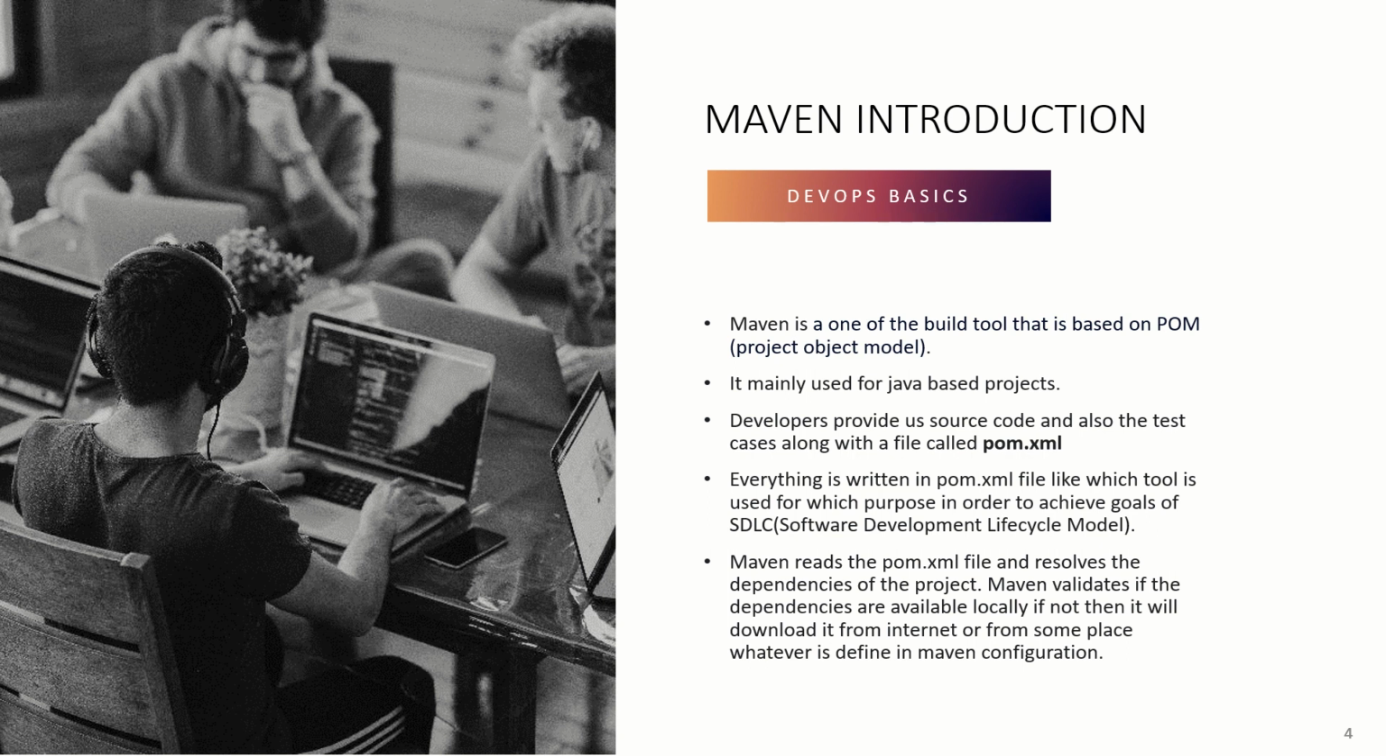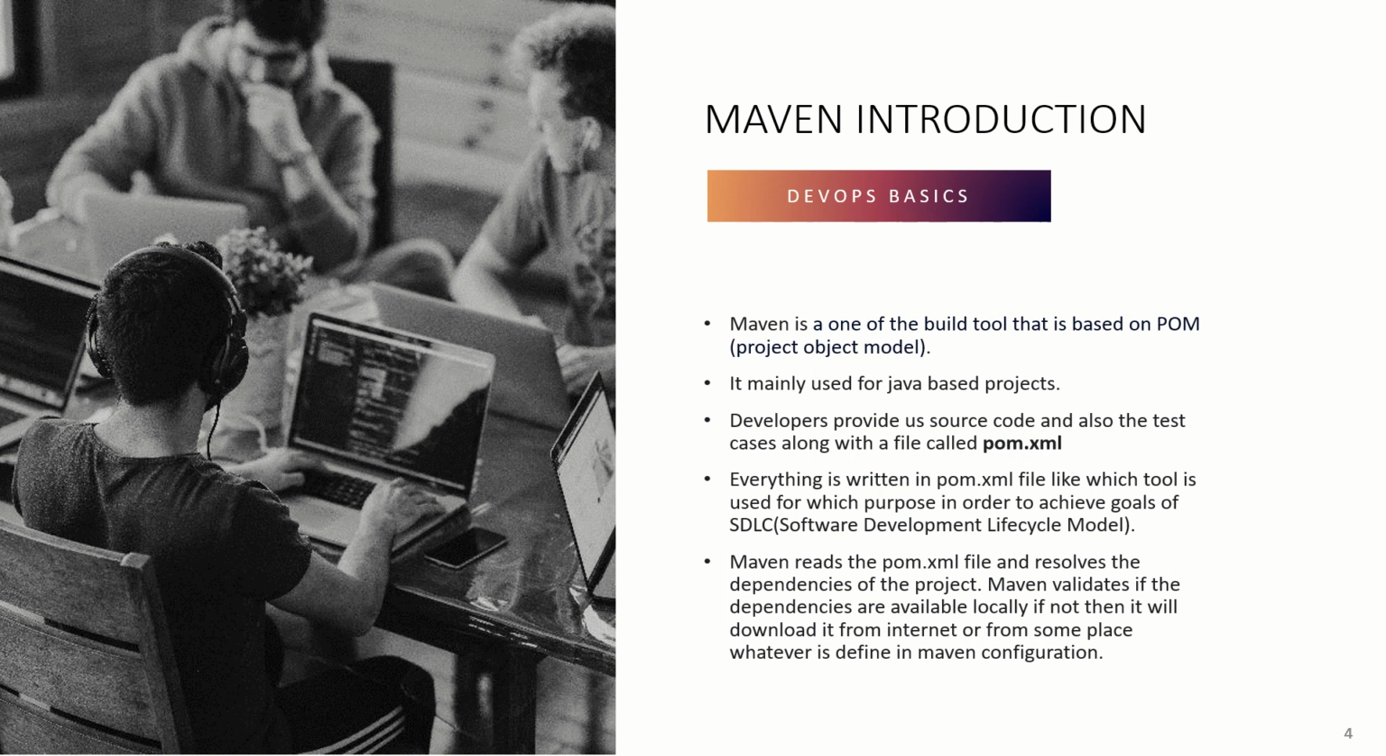This file has everything inside it. Everything is written in this pom.xml file, like which tool is used for which purpose. We can have a certain tool for test cases, a certain tool for code review, code coverage. Everything is defined in this pom.xml, and the particular dependencies will get downloaded whenever we use Maven on this pom.xml file. Maven is software that is provided by Apache. Maven reads the pom.xml file and resolves the dependencies of the project.